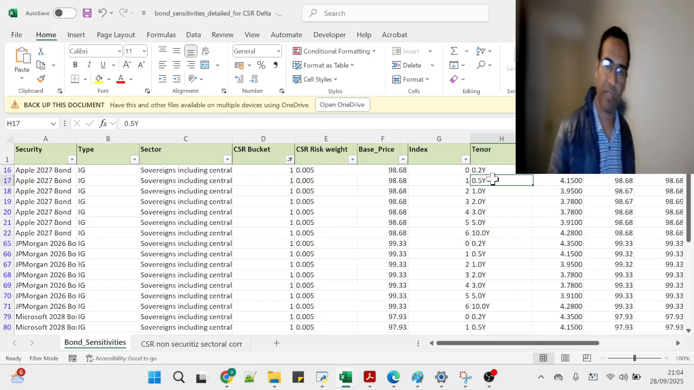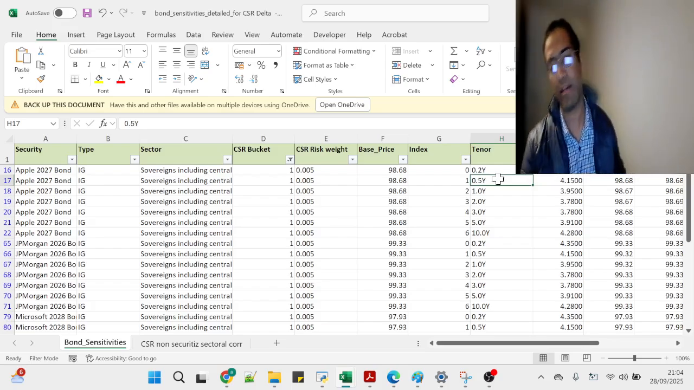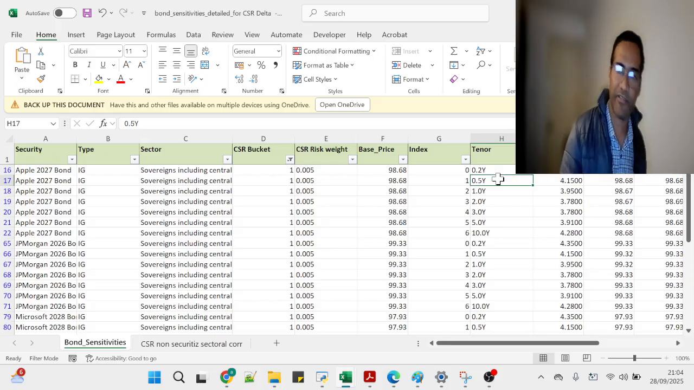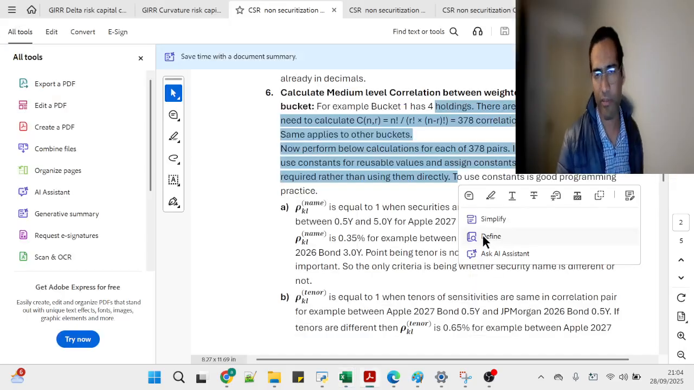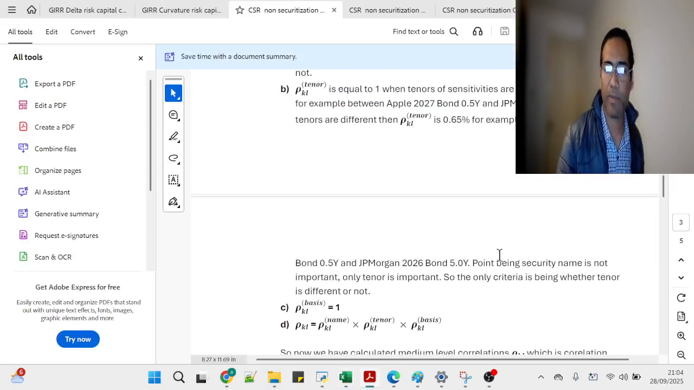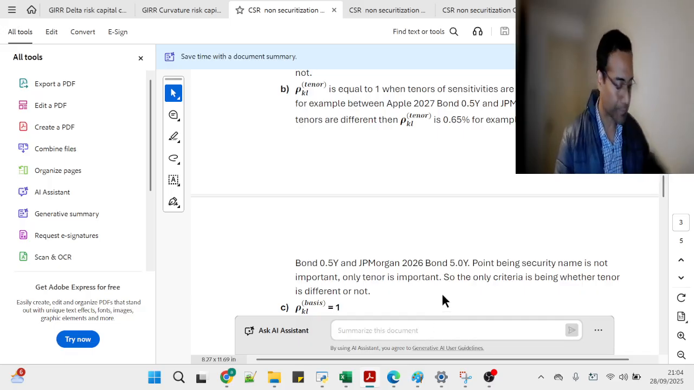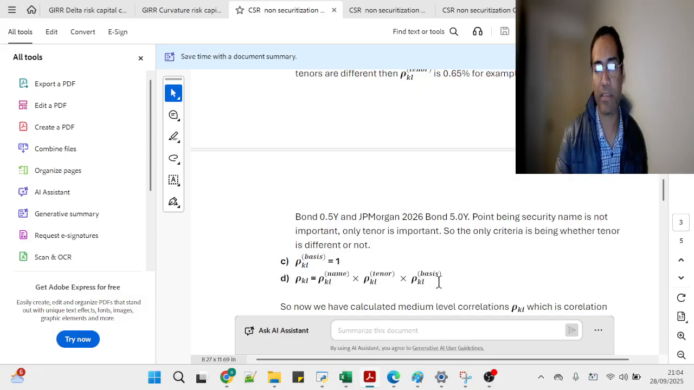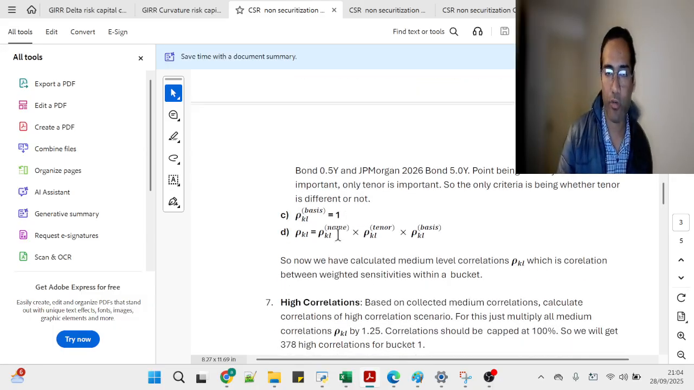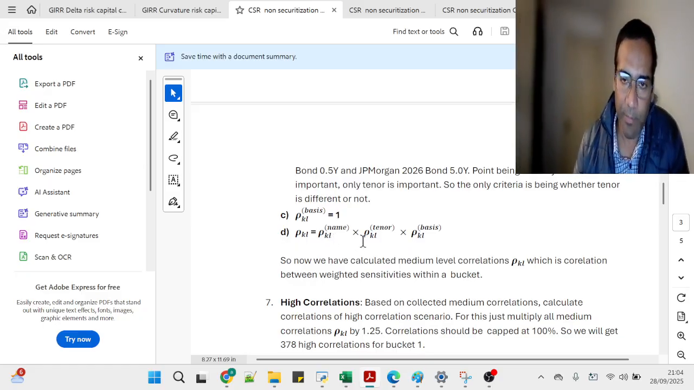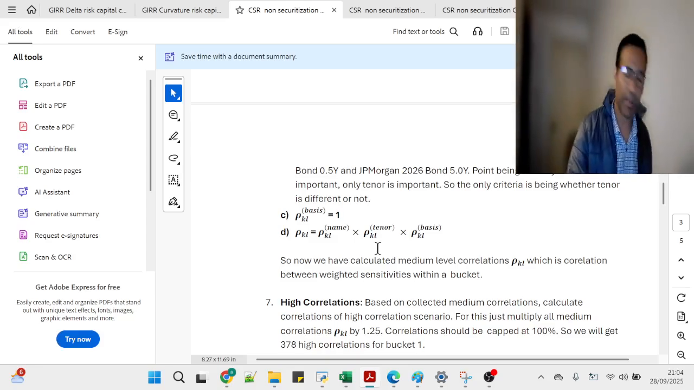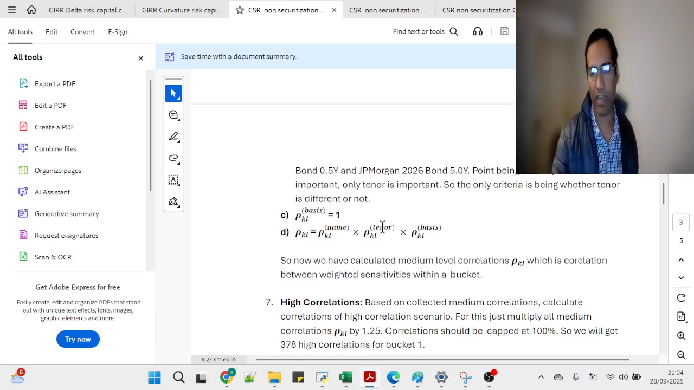When the correlation is within a bond, the name is the same but the tenor is different. But there can also be a case where the tenor is different and the name is also different. So they have taken care of both, and they just multiply two correlations like this, name and tenor and basis. I have assumed basis equal to 1, but it is calculated in a different way. Name means Apple bond, JP Morgan, and tenor means 0.2y or 0.5y.